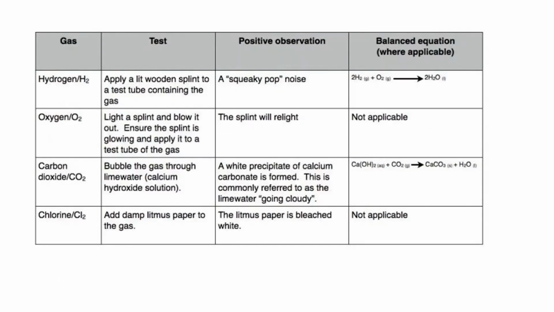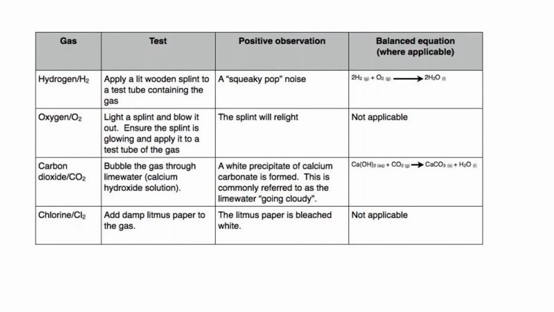Right, so to detect hydrogen, you need a lit wooden splint held to the test tube that's containing the gas, and then what you would hear is a squeaky pop sound. For the test for oxygen, you light a splint and blow it out. Ensure the splint is glowing. You put that inside the test tube or above it, and then the splint will relight.